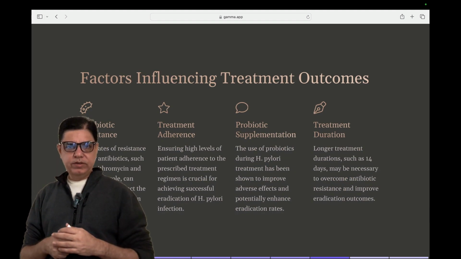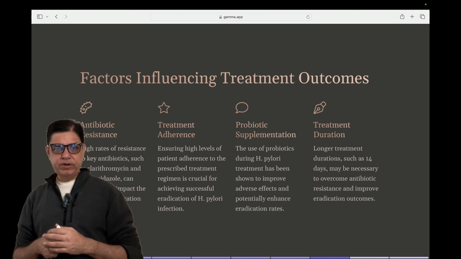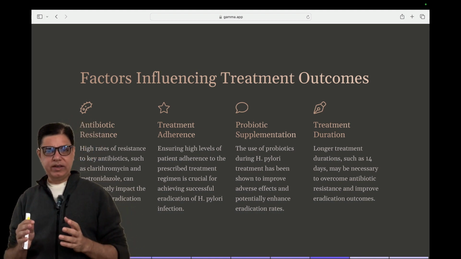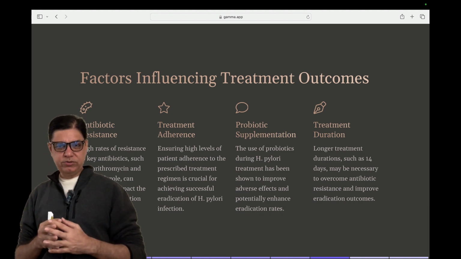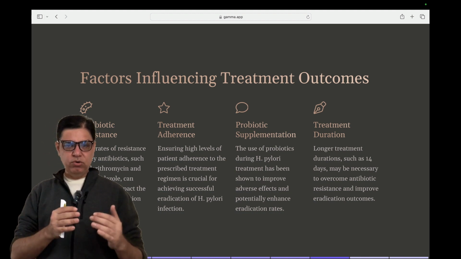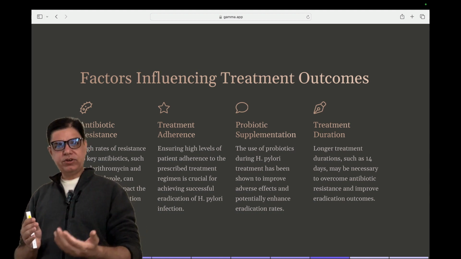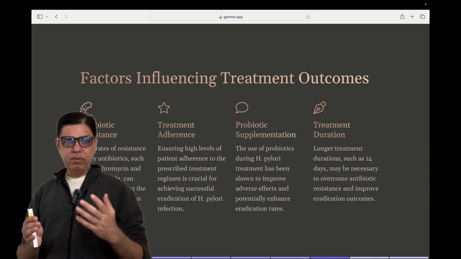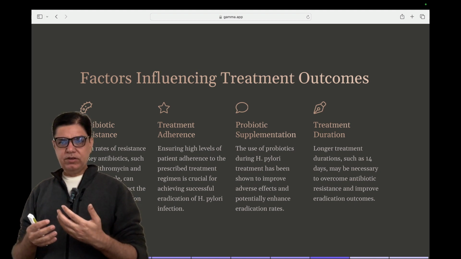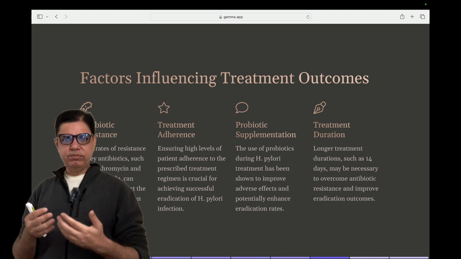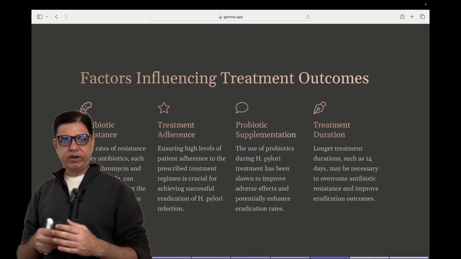Moving on to some of the factors that influence your treatment outcomes. So as I told you earlier, not everybody would be having the same outcome. So it depends on the antibiotic resistance as well. So where antibiotic resistance is low, you'll be having better treatment outcomes. Where the antibiotic resistance is high, probably if you're treating 100 children, not everybody would get a favorable treatment outcome, and many would still be persisting with the infection.